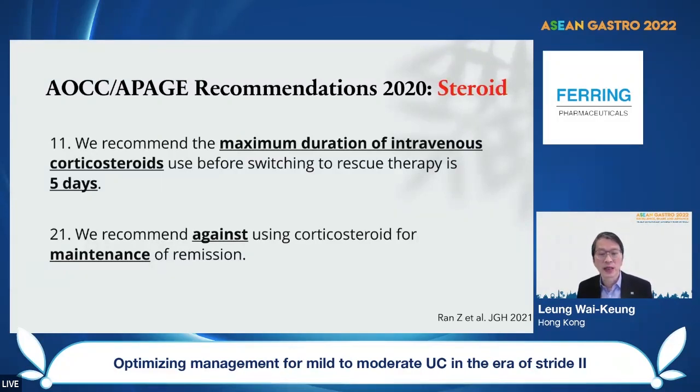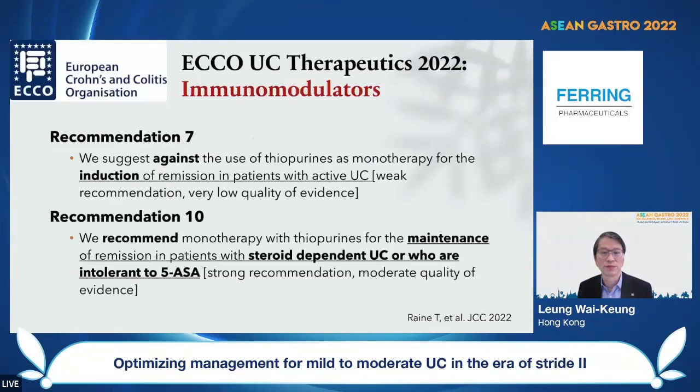And for patients with acute severe ulcerative colitis, the maximum duration of IV steroid before considering switching to rescue therapy is actually 5 days. So I think there's a very fixed time limit that you should consider escalating treatment without delaying appropriate management in these patients with severe colitis, where time is crucial.